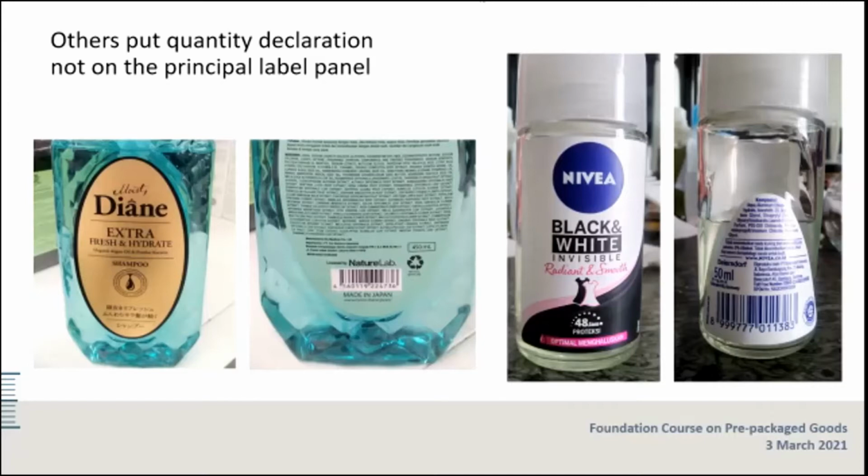But maybe your country has different legislation, so maybe they should put the nominal quantity at the front, at the principal display panel. So these two are the things that usually print the nominal quantity at the back of the principal display panel.